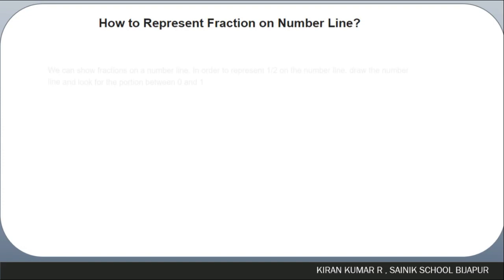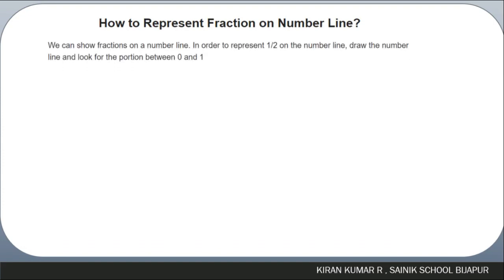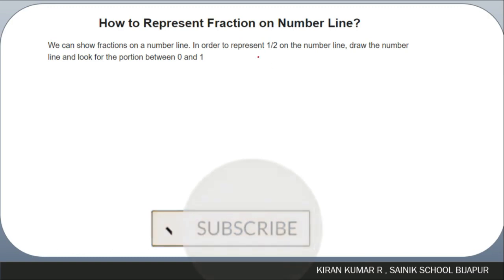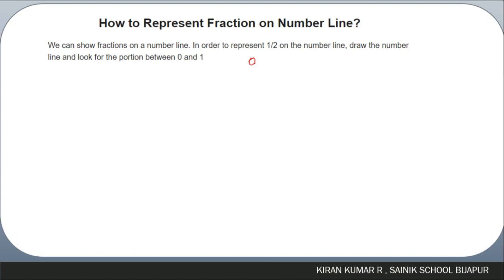Next we have a concept called representation of a fraction on a number line. How do we represent a fraction on a number line? We can show fractions on the number line. In order to represent 1 by 2 on the number line, we draw a number line and look for the portion between 0 and 1. Because the value of 1 by 2 is 0.5, it's larger than 0 and less than 1. 0 is less than 1 by 2, less than 1. So this number is between 0 and 1.